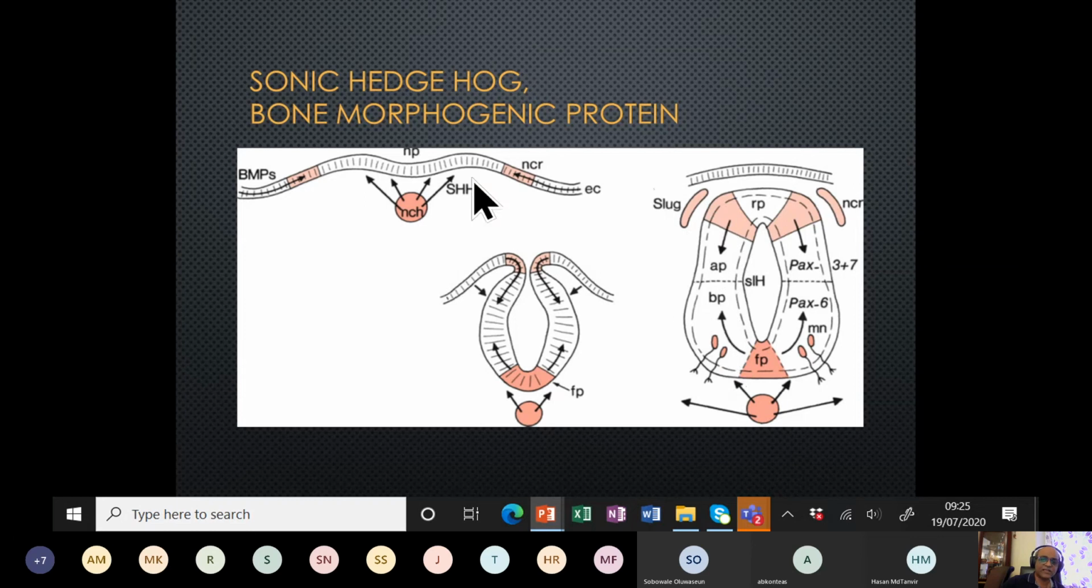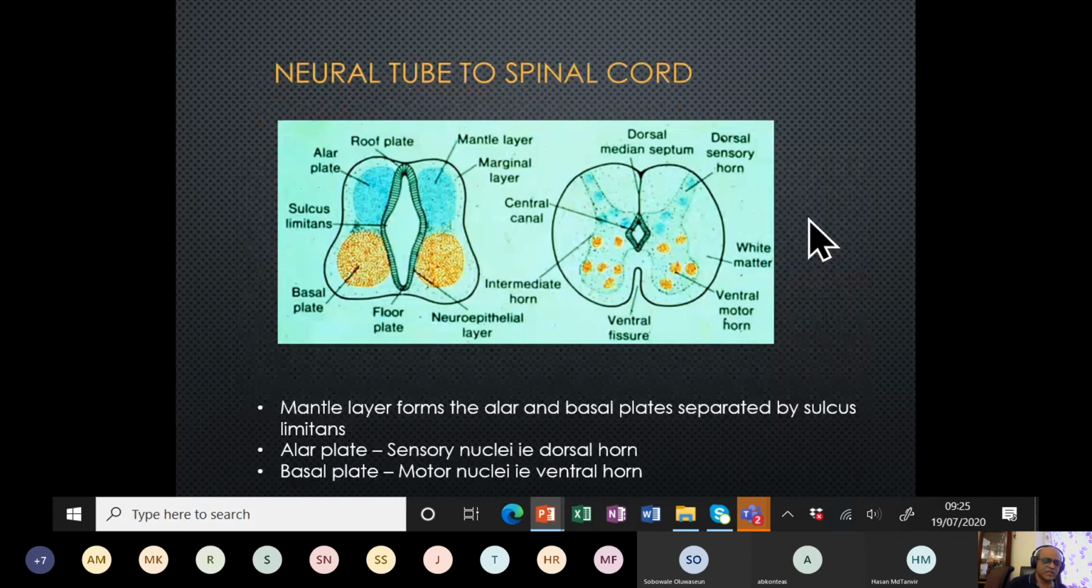And not only that, the BMP and the slug which are secreted here are going to actively suppress the sonic hedgehog expression here, and hence even though sonic hedgehog molecules may try and reach, they are superseded by these other protein molecules which will influence and form the sensory ganglia. So this is the basic structure of the spinal cord over here. And just to see what we were talking about.